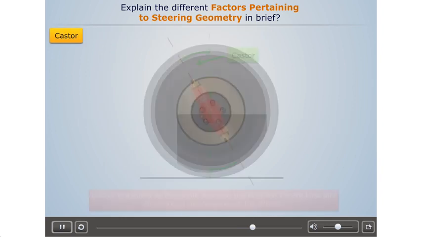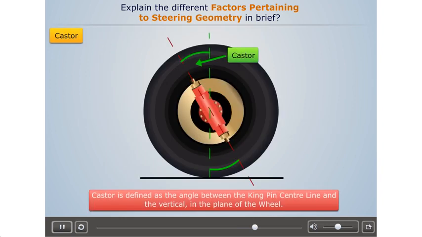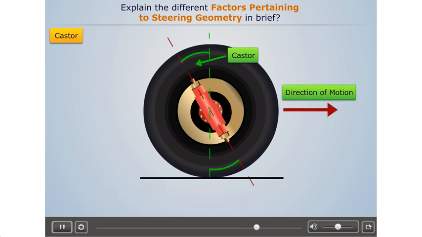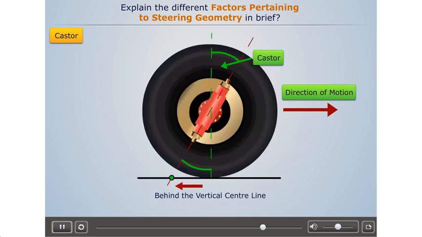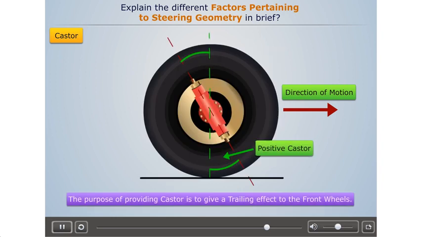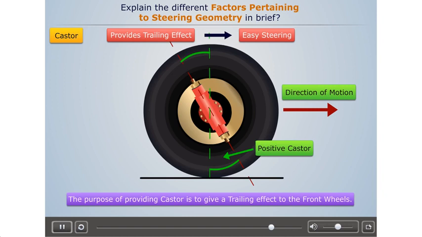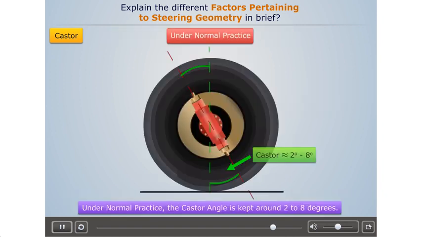Caster. Caster is defined as the angle between the kingpin center line and the vertical in the plane of the wheel. Now, if the kingpin center line meets the ground at a point ahead of vertical center line, then it's known as positive caster. Whereas, if it is behind the vertical center line, then it is known as negative caster. The purpose of providing caster is to give a trailing effect to the front wheel. This trailing effect allows the vehicle to easily steer a straight course. Under normal practice, the caster angle is kept around 2 to 8 degrees.